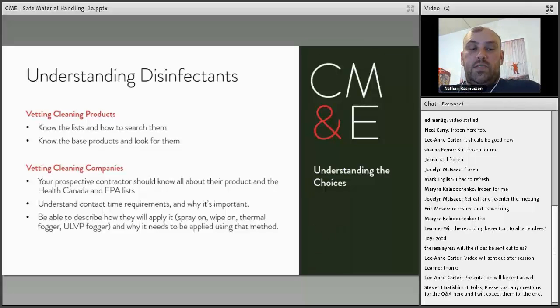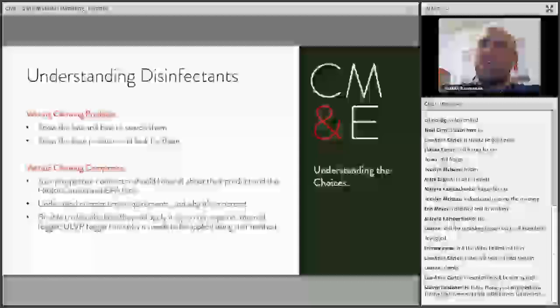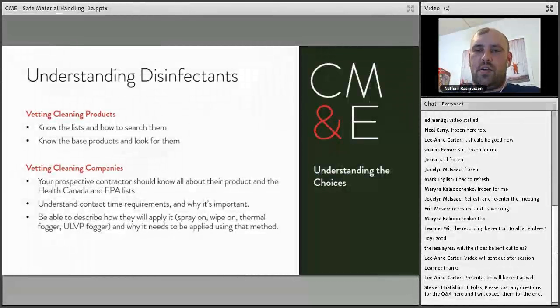And then vetting cleaning companies. So when you're talking with a company that's going to come in and provide these services for you, whether it's the regular janitorial services or something a little bit larger where we're going to go in and disinfect an entire manufacturing facility, our contractor should know all about their product and the Health Canada and EPA lists. If your cleaning company comes in and says, well, yeah, we use a product and it's a great product, it's just not on the list, why not? This is a question that needs to get asked. Take a look at the base ingredients and make sure that it's compatible and it makes sense for use.